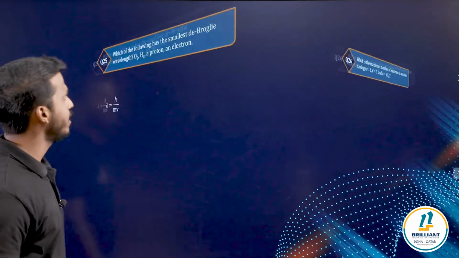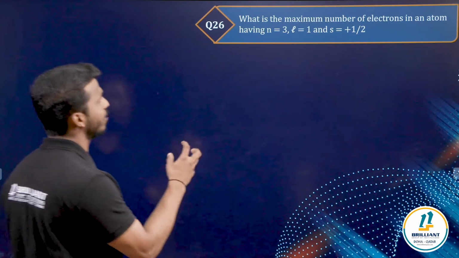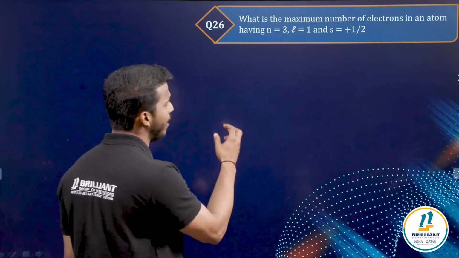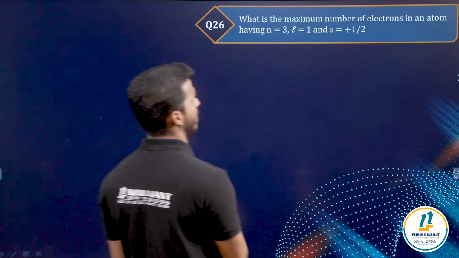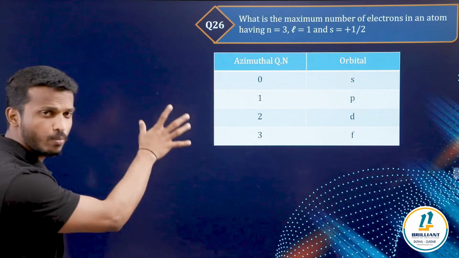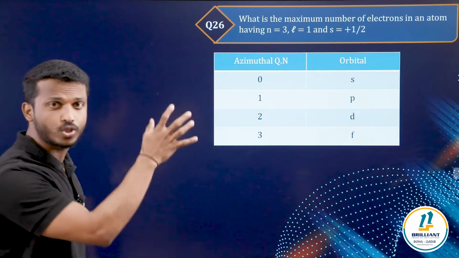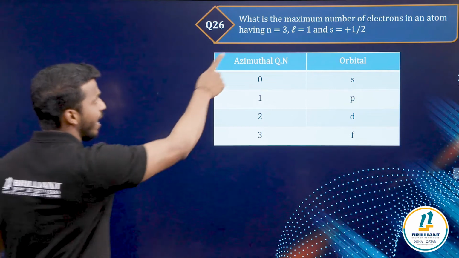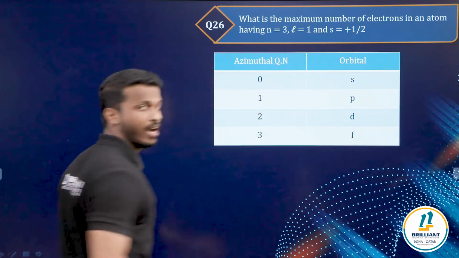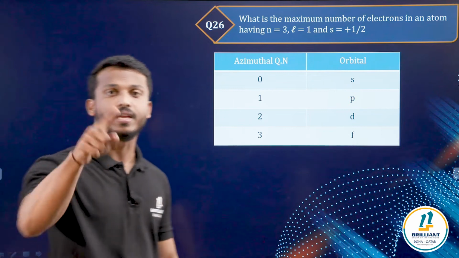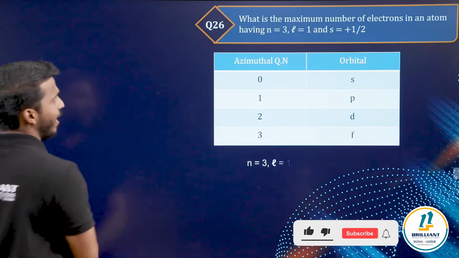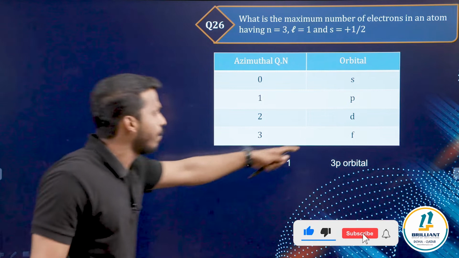Yes, question number 26, dear all. What is the maximum number of electrons in an atom having n equal to 3, l equal to 1 and spin quantum number plus half? Dear all, the azimuthal quantum number value starts from 0, 1, 2, 3, corresponding to s, p, d, f orbitals. n equal to 3, l equal to 1 means which orbital? 3p. Yes or no? n equal to 3, l equal to 1 means 3p orbital.